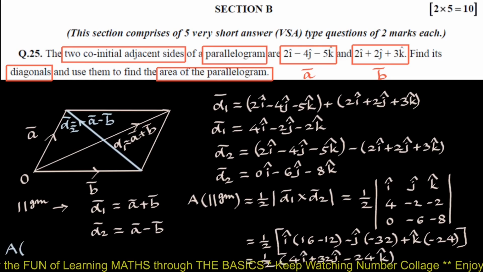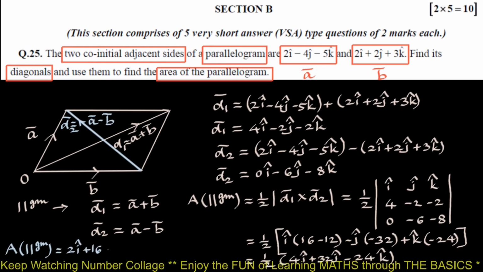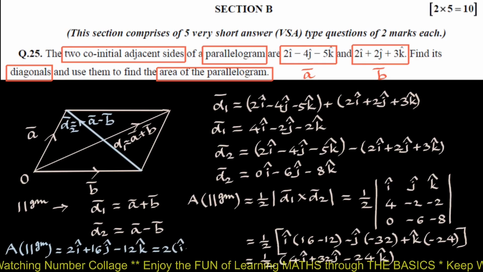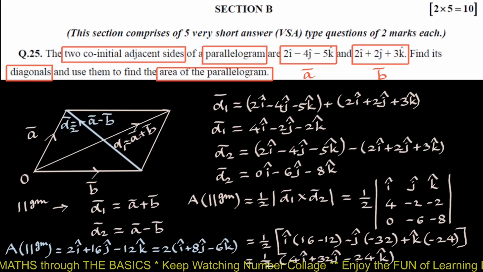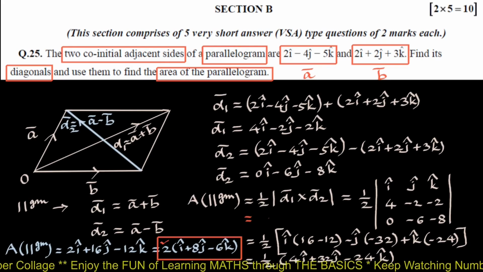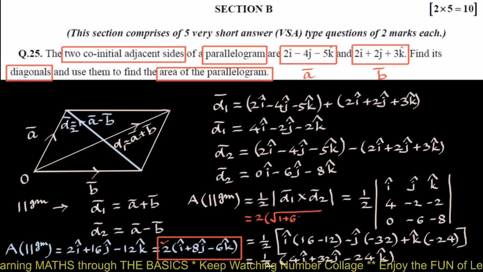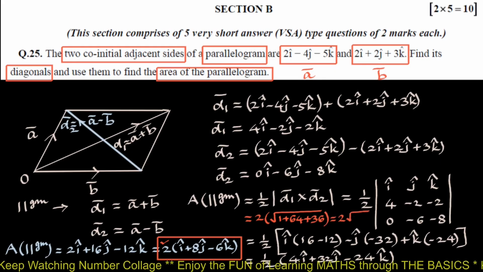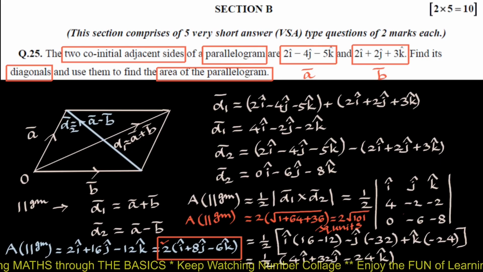So the area of the parallelogram will be the magnitude of 2 i cap plus 16 j cap minus 12 k cap, or 2 into (i cap plus 8 j cap minus 6 k cap), and its magnitude will be 2 times square root of 1 plus 64 plus 36, that is 2 into square root 101 square units. So that's the answer.